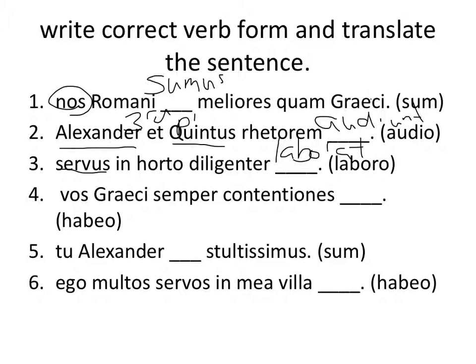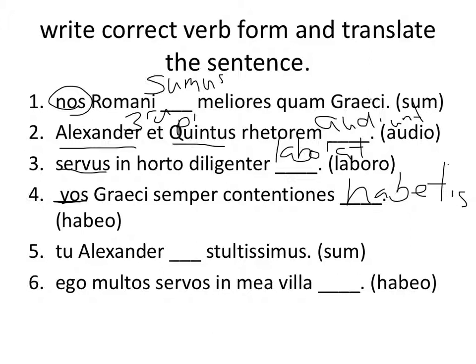Okay, for number 4, vos is the subject, so the verb will be habes. And, oh, nope, it will not be habes. That is my error. It'd be habetis, with a -tis, because vos is the subject. And I just realized I forgot to give you the translations for 2 through 4. So for number 2, the translation will be Alexander and Quintus listen to the teacher. For number 3, it would be the slave works diligently in the garden. And then number 4, it'd be you Greeks are always having arguments or debates.